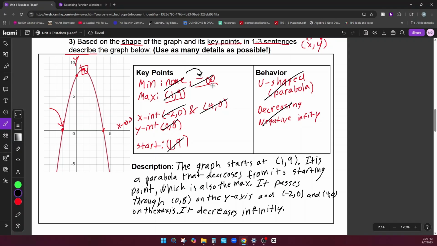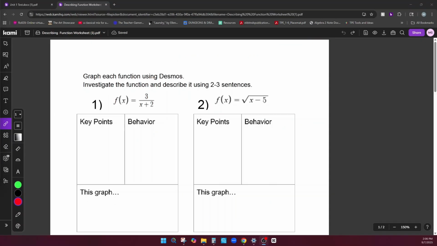Once again, is this the only version of this answer I'll accept? No. As long as you include all these points in your description, I will be happy. As far as recovering for this question, you're going to go to your recovery worksheet and you're going to go over our questions 1 and question 2. So both of these, you have your own graph or your own function, and I'm asking you to describe them.